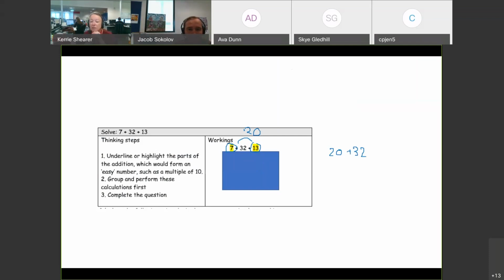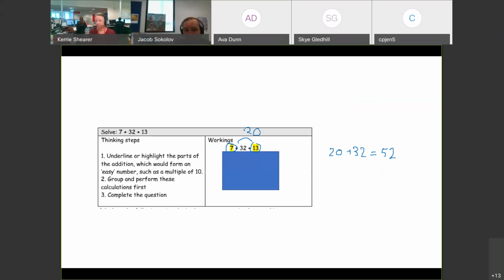Yeah, the whole idea though, Isaac, is to put numbers together to make it easier. What Jacob's done is realise that 7 and 3 make 10, and so 7 and 13 will make 20, and 20 is easier to add. If you had done 32 plus 13, you would certainly have come up with 45, and 45 plus 7 is 52. So working with tens and fives is probably easier than if I had done 7 plus 32 is 39, and then have to add a 13. So that's the strategy that we're talking about here.